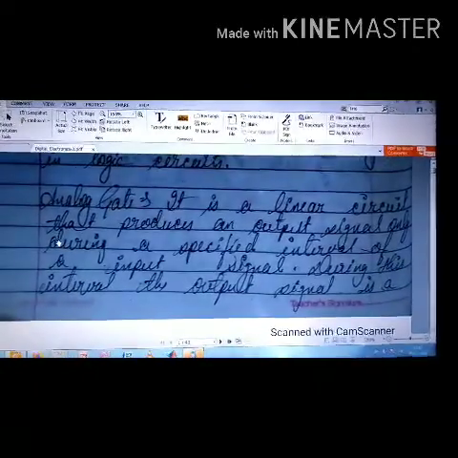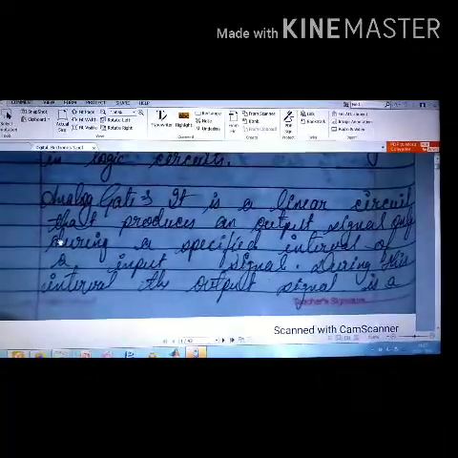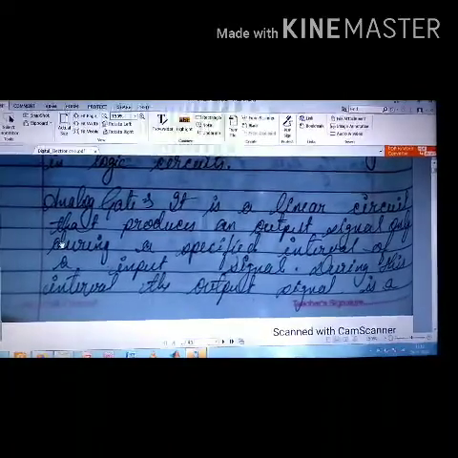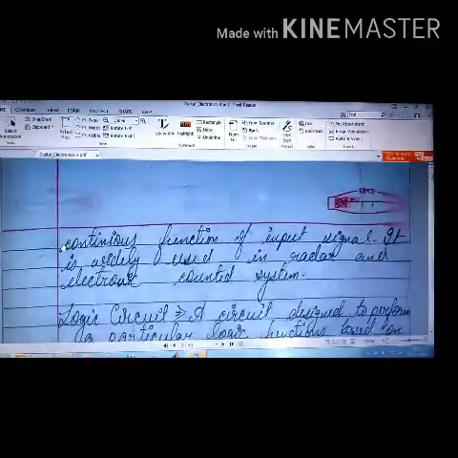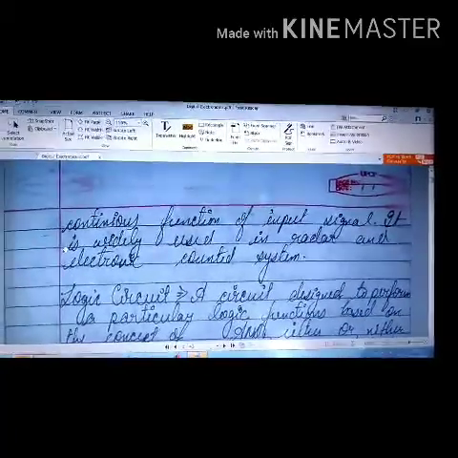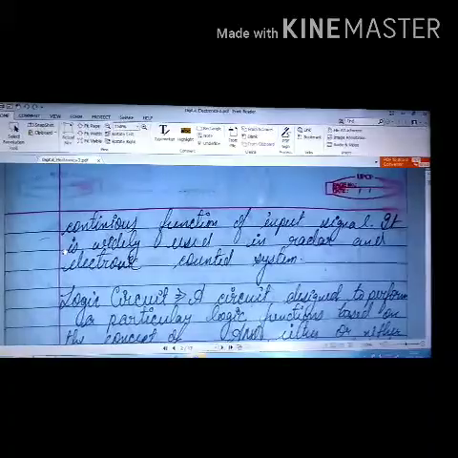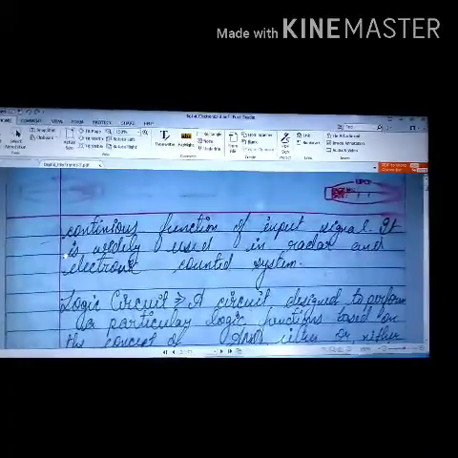Analog gates: it is a linear circuit that produces an output signal only during a specific interval of input signals. During this interval, the output signal is a continuous function of the input signal. It is widely used in radars and electronic counting systems, etc.